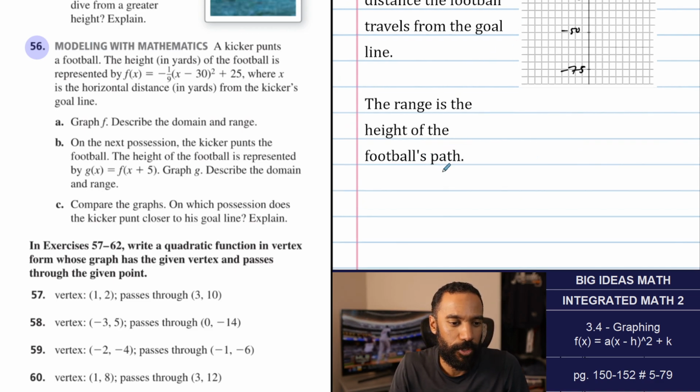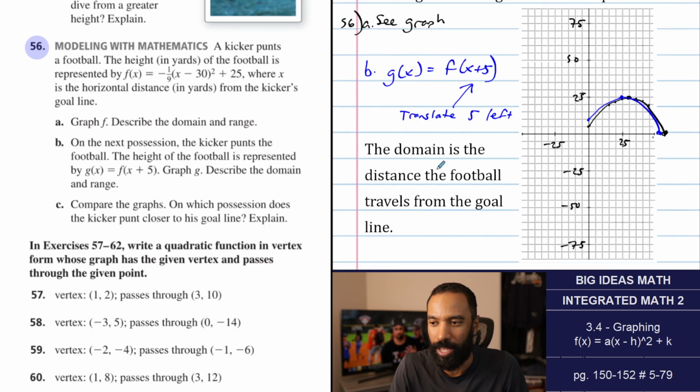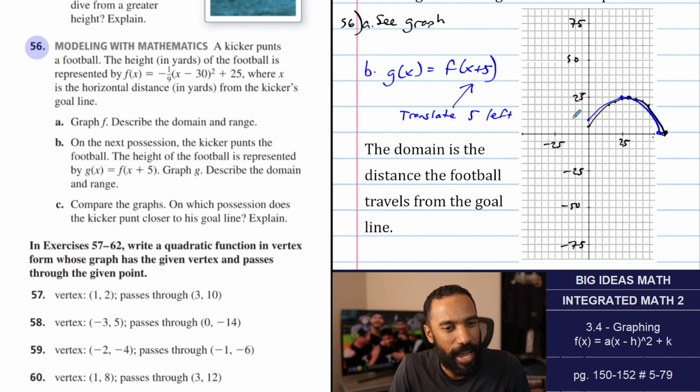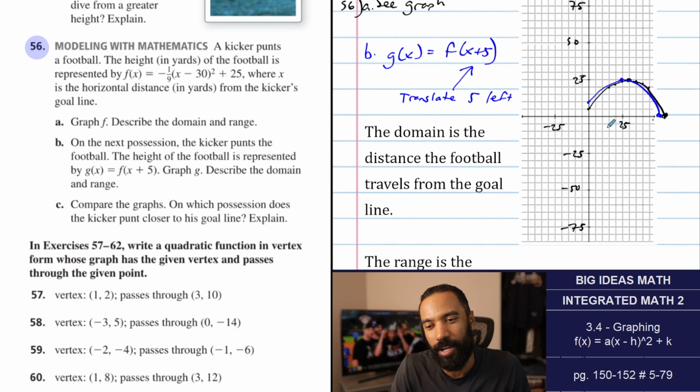Part C, compare the graphs. In which possession does the kicker punt closer to his goal line? Explain. Well, the question says the height of the football is represented by this, where X is the horizontal distance. It depends on where the kicker punts from. See, blue is going to end up hitting down here, which is not closer to the goal line, if that's where they kicked it from. Black, they would kick closer to the goal line. It would be right there.